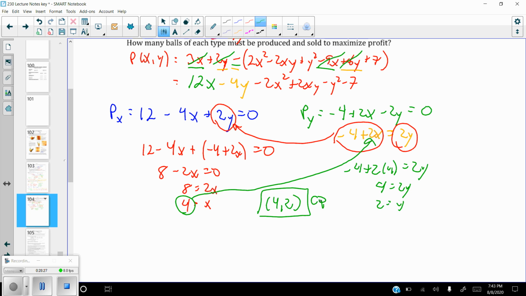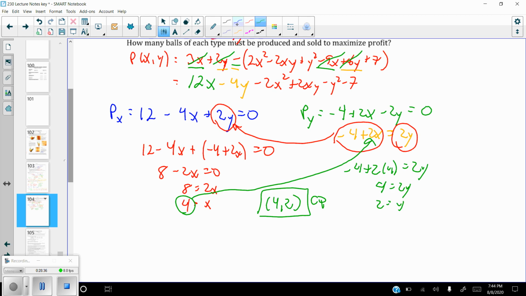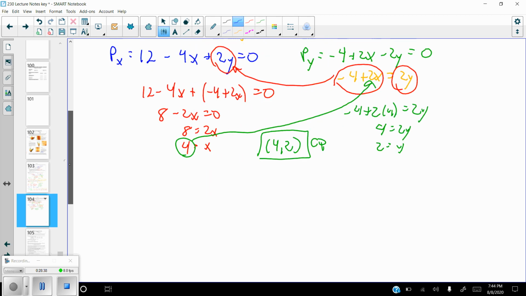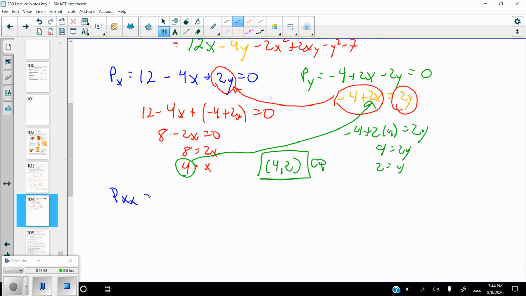We do have to double check that this is a maximum and not a minimum. So let's go ahead and use our d-test. Now we have to do all the other partials. So let's go ahead and do that. So we're going to do pxx, which in this case is going to be negative 4. We're going to do pyy, which in this case is negative 2. And we're going to do pxy, which is going to be 2.